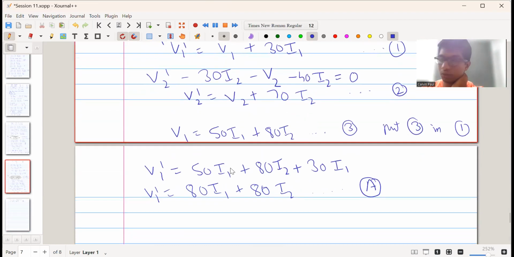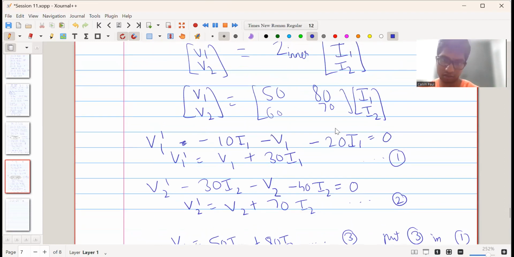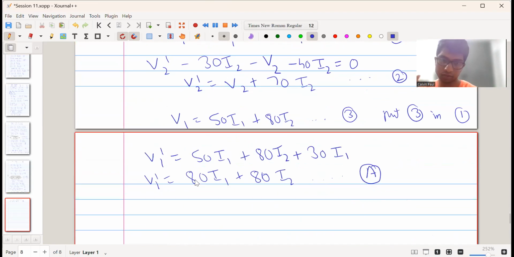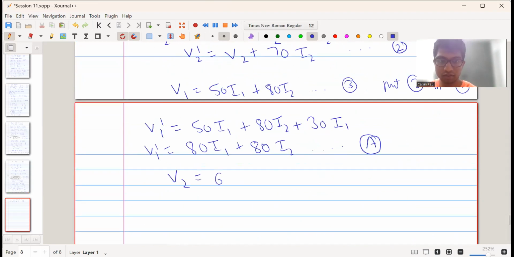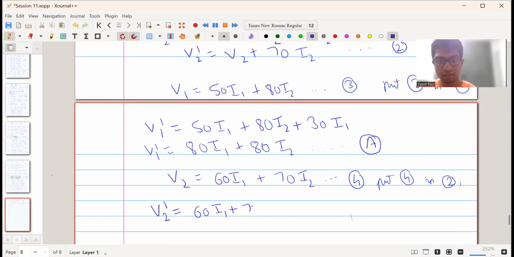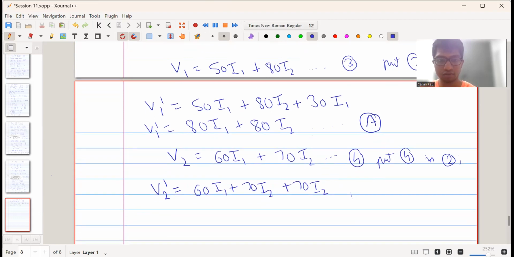Now we know from the matrix that V2 is equal to 60 into I1 plus 70 into I2. This is equation 4. So we put 4 in 2 and we get V2 prime is equal to 60 into I1 plus 70 into I2 plus 70 into I2. So we get V2 prime is equal to 60 into I1 plus 140 into I2.